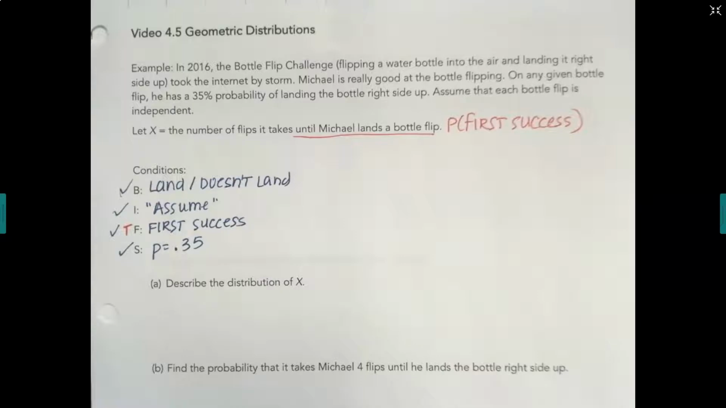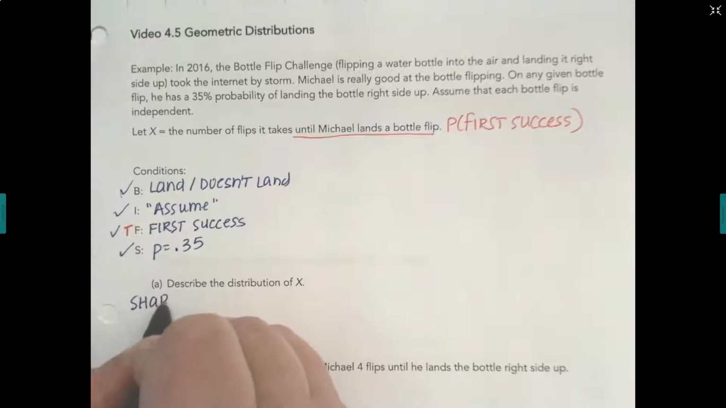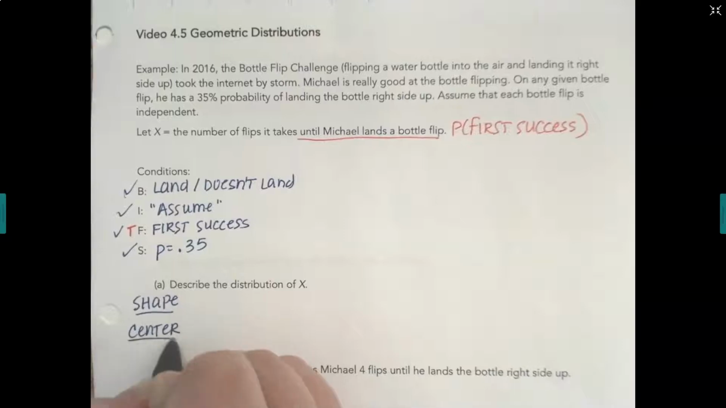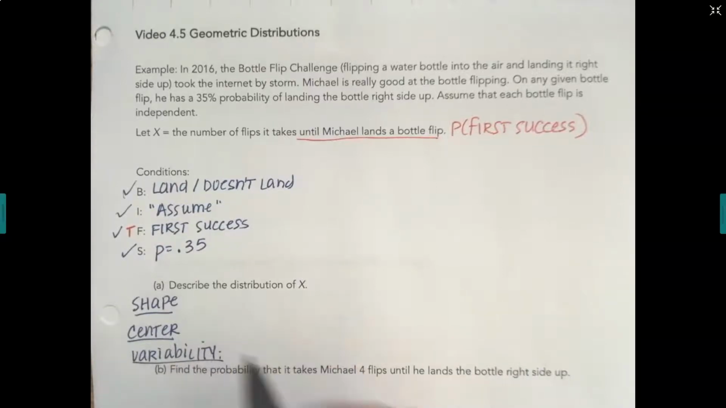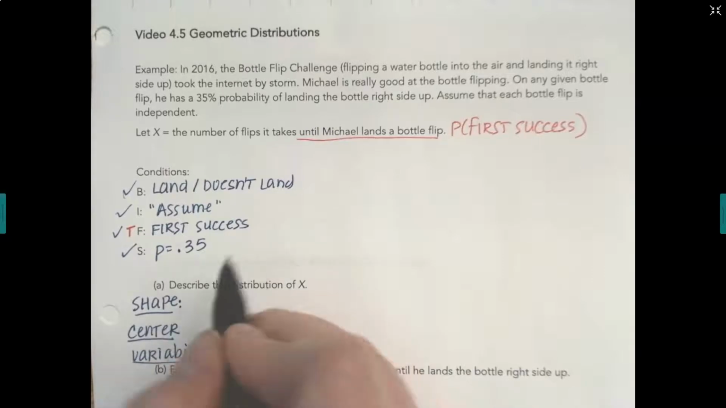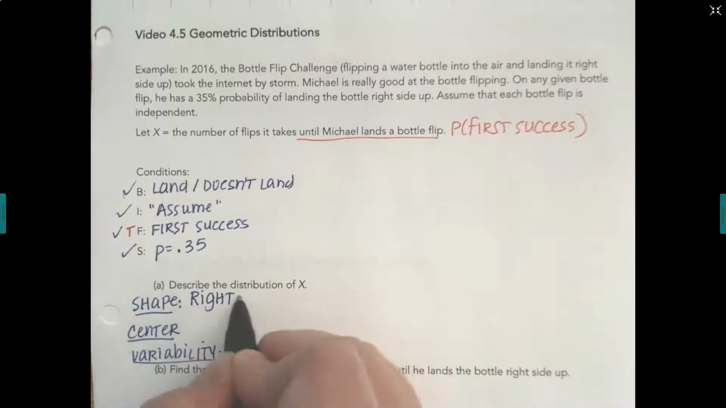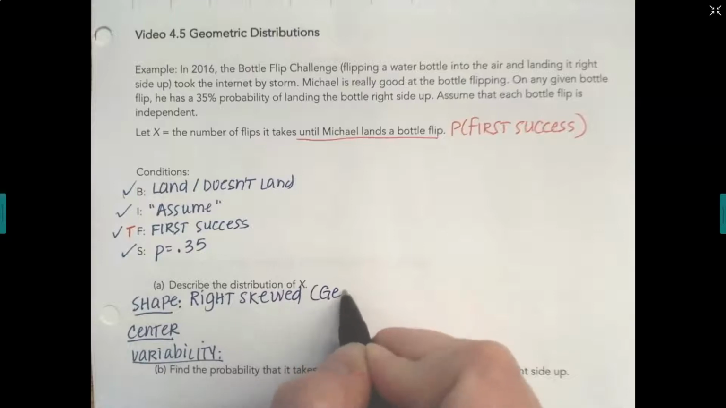So first we want to describe the distribution of X, which is the number of flips it takes until Michael lands a bottle. So we're going to talk about the shape. We're going to talk about the center. And we're going to talk about the variability. All right, so our shape is right skewed because a geometric distribution is always right skewed.